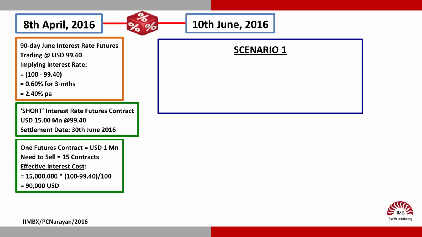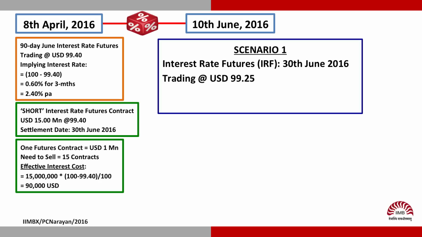Scenario 1. Say on 10th of June, we have now moved to 10th of June 2016, interest rate futures with settlement date 30th June 2016 is trading at 99.25 US dollars. So the implied interest rate for a 3-month loan commencing 10th June 2016 will be 100 minus 99.25 into 12 divided by 3, which is equal to 3% per annum.